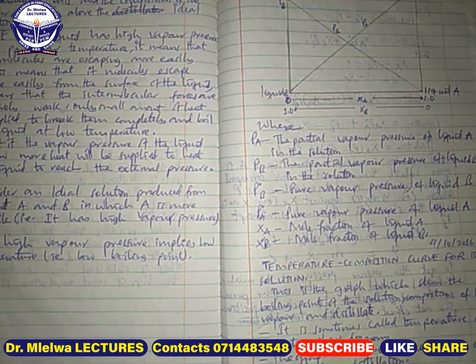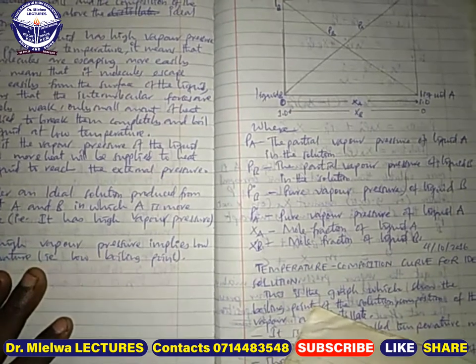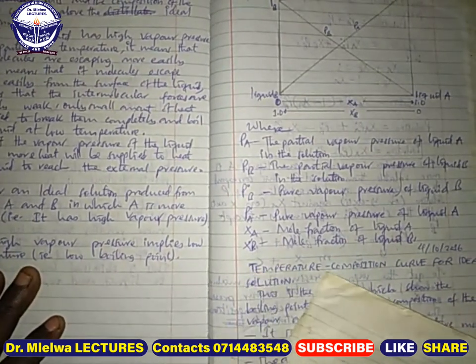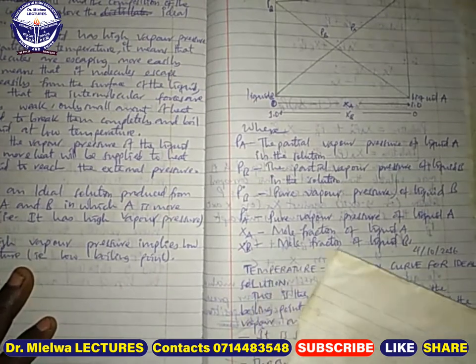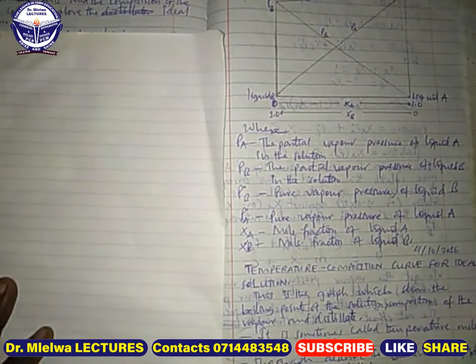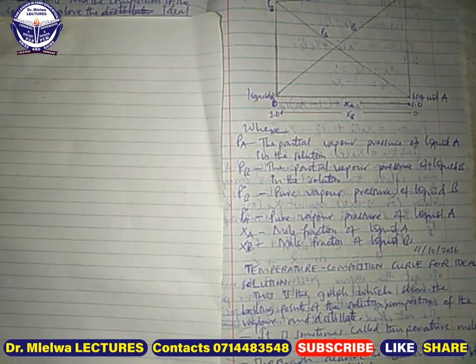Now, the temperature composition curve for ideal solution is somewhat similar to the vapor pressure composition phase diagram, but in this we are drawing the x-axis as composition and the y-axis as temperature. As we are increasing temperature, we can see the composition of the vapor. So this is the graph which shows the boiling point of a solution, the composition of the vapor, and the distillate.